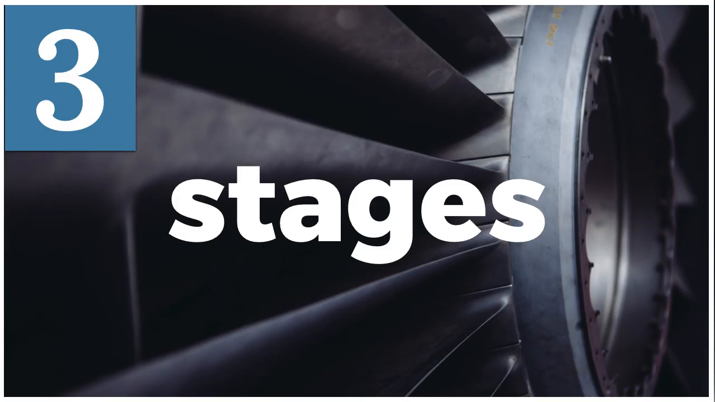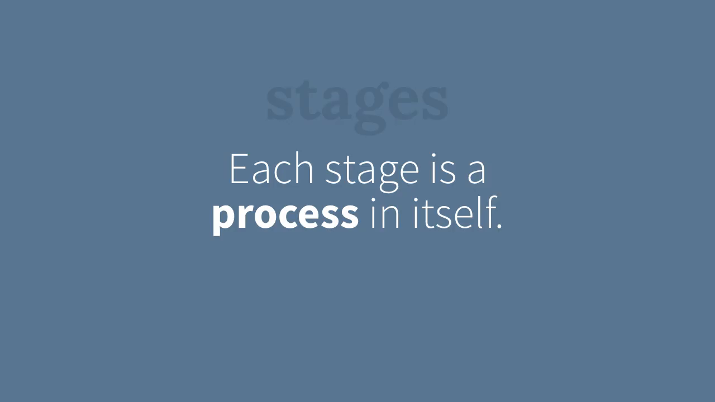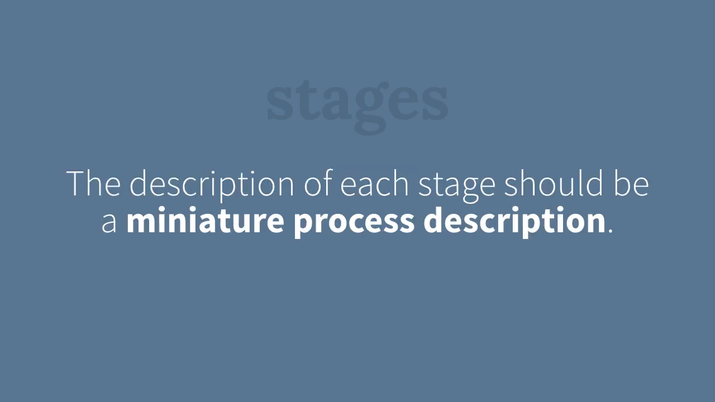So once you've completed the introduction, you then get on to the description of the major stages. Now, if you remember in the product description video, we said that you treat each major part of the product like a product in itself, and you describe that major part. Similarly here, each stage of a process is in itself a mini process. So the description of each stage should be a miniature process description.